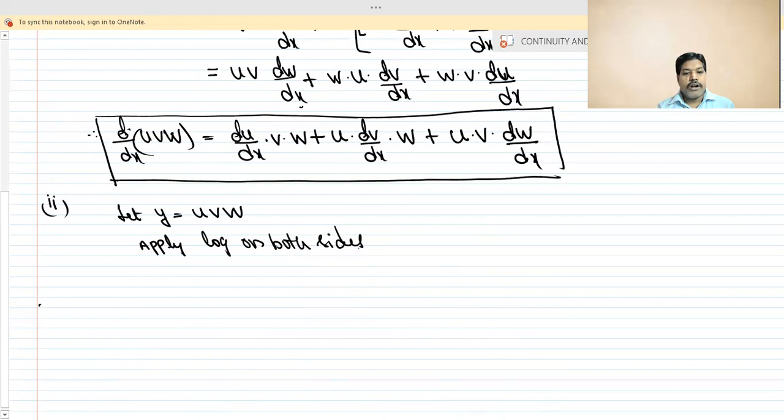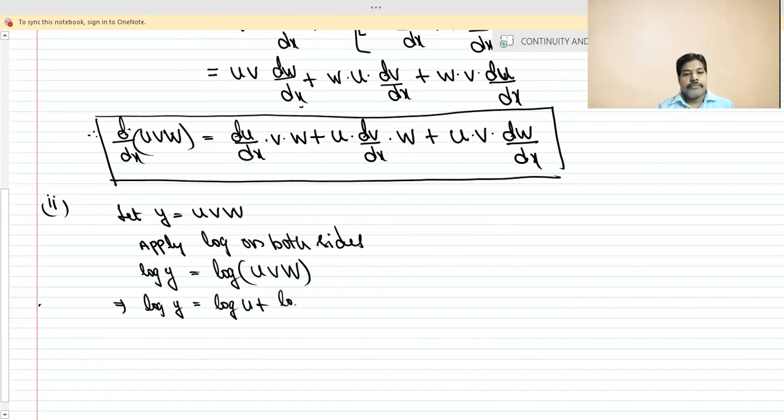On both sides, what happens, students? That implies log y is equal to log of u v w. It is in the form of log of a b c, which can be written as log a plus log b plus log c. So this can be written as log u plus log v plus log w.